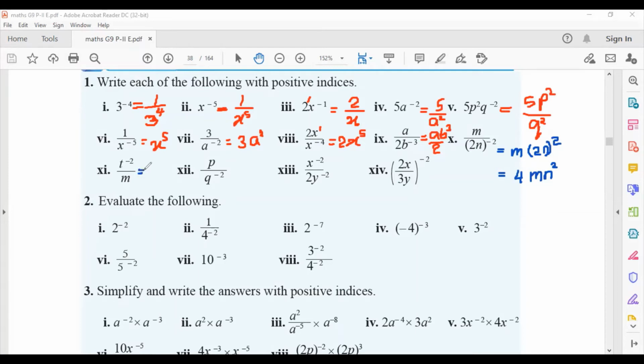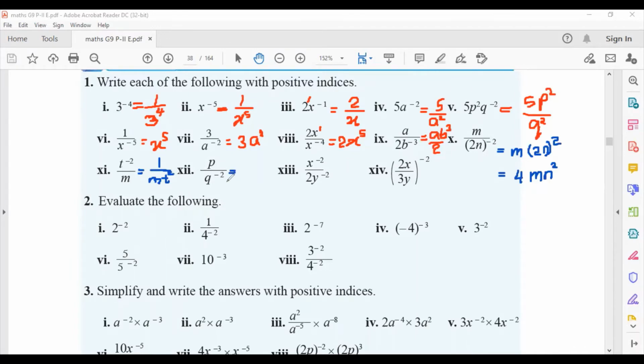11th question. Only the negative term is t to the power negative 2, having a negative index. So you have to convert, you have to take it into denominator. m is already in denominator, it doesn't change, but t has been taken to denominator place by converting into a positive index. Here nothing is there. If nothing, you can put t to the power 1 here. t to the power negative 2 has been taken into the denominator place as t to the power 2.